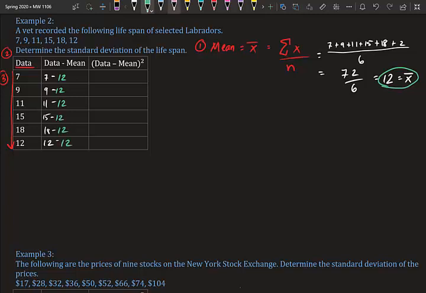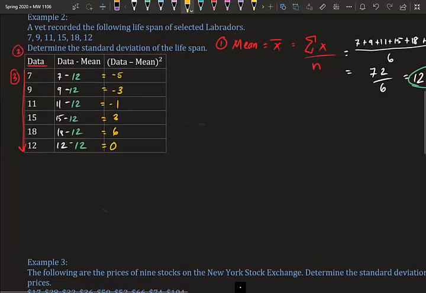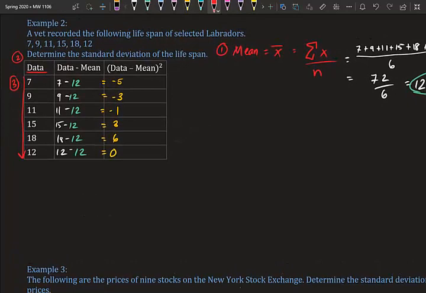And then we're going to actually subtract. So 7 minus 12, we get negative 5. 9 minus 12, we get negative 3. 11 minus 12, we get negative 1. 15 minus 12, we get 3. 18 minus 12, we get 6. 12 minus 12, we get 0. Now, sorry, I'm getting ahead of myself. I'm not writing down my steps. That was our fourth step.